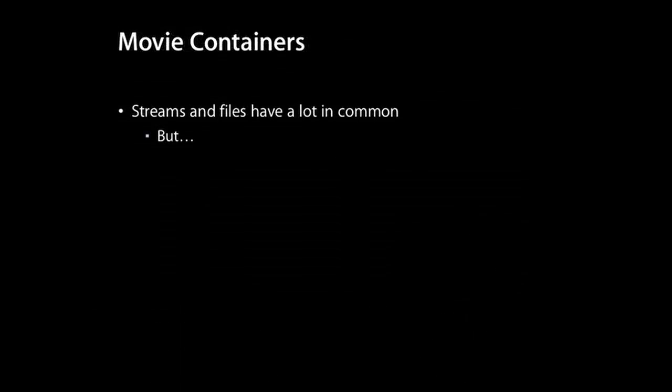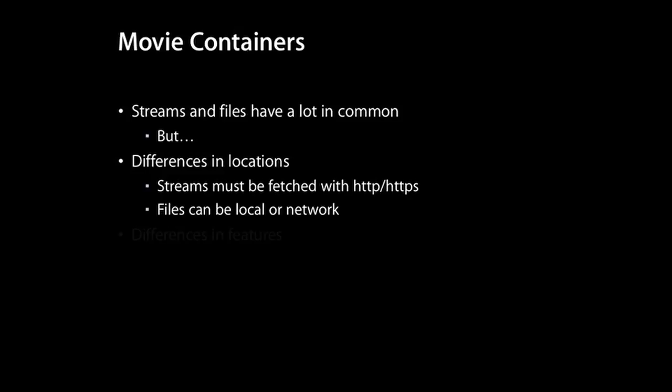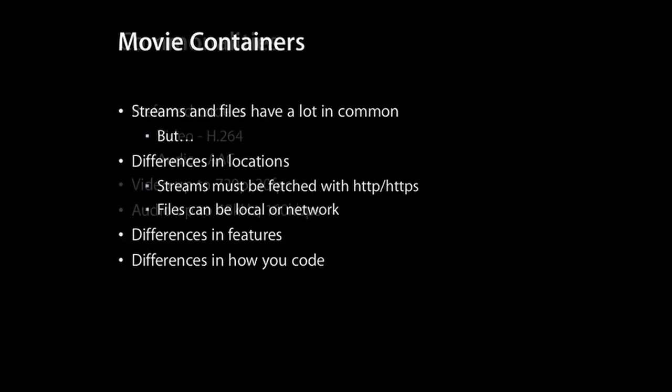Now, streams and files have a lot in common, but there are some differences. For instance, streams and files can be in different locations. Streams have to be fetched with HTTP or HTTPS. Files, on the other hand, can be local on your device or fetched over the network. There are also differences in features. The kinds of tracks and other aspects of the movie are different between streams and files. And lastly, these differences do percolate into your code and make differences in how you code.